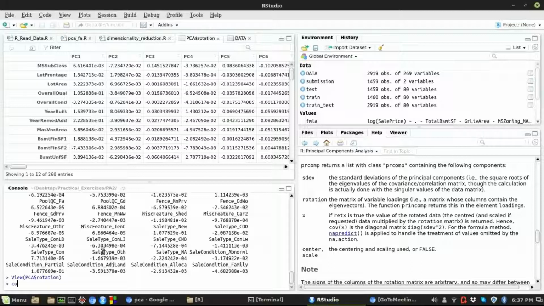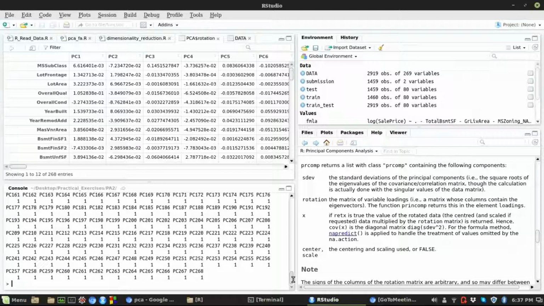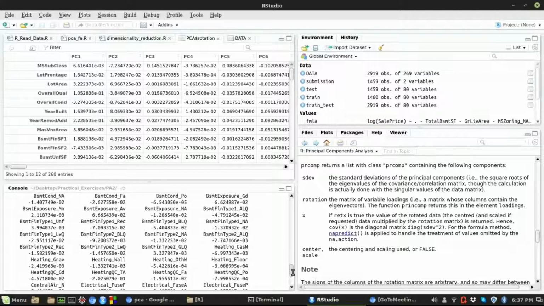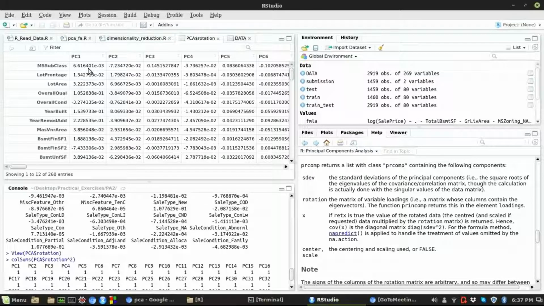Suppose you take all sums of PCA$rotation to the power of 2. See, they are all normalized. That is, say, PC1 is going to have the contribution of MS subclass and lot frontage, etc. You just take the sum of the squares; they have to be 1. So the total weight has to be, there is a certain breakup. PC1 is broken up by this kind of breakup. So similarly, MS subclass is broken up like that.